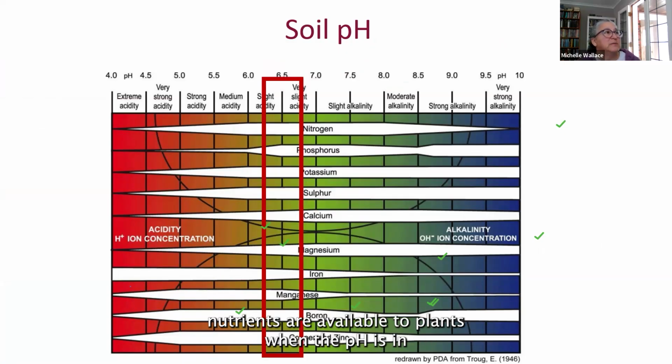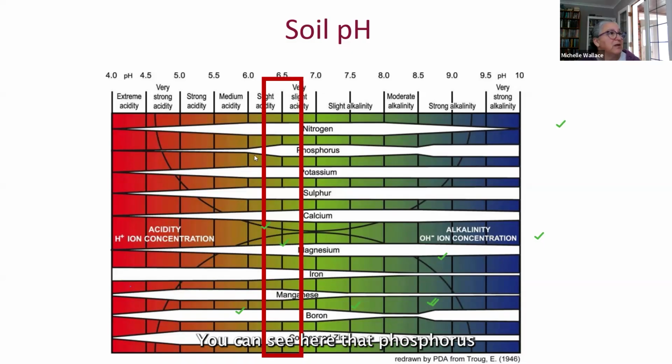So since we're talking about nutrient deficiencies, what I want to point out to you is most nutrients are available to plants when the pH is in the 6.2 to 6.7 range. In that pH range, most nutrients, both macro and micro, are available to the plant. When you go below 6.2 or above 7, so once the pH of your soils goes below 6 and above 7, you can start to see different deficiencies.